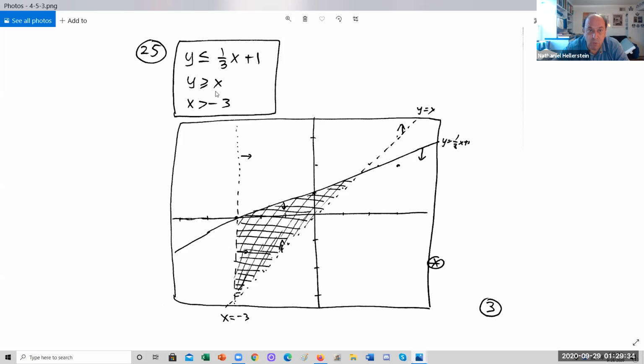All right, so y greater than or equal to x. Well, that's this boundary line here, diagonal. Y less than or equal to 1/3 x plus 1. Intercept of 1, slope of 1/3, less than or equal, so it's solid and below. And x is greater than -3. Here's the x equals -3 line. To the right of it, not inclusive. So to the right of this line, below this line, above this line, it puts together, it means this triangle here.